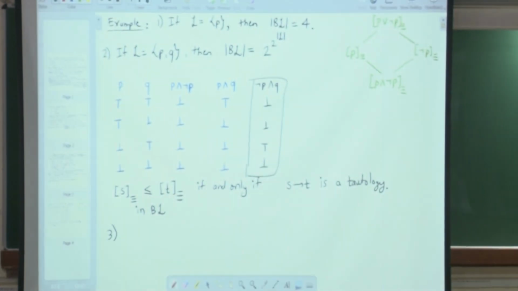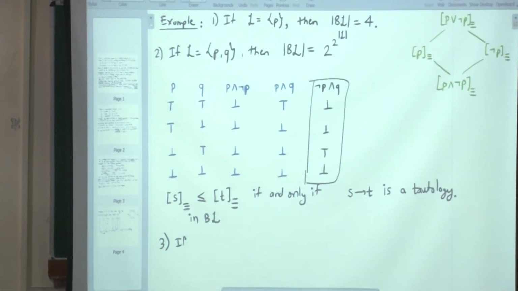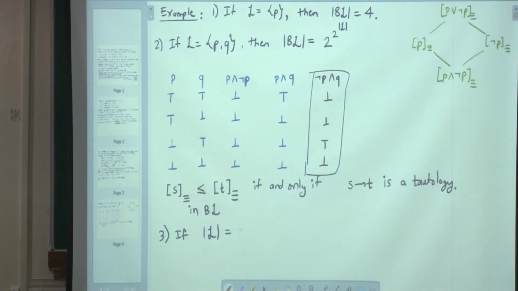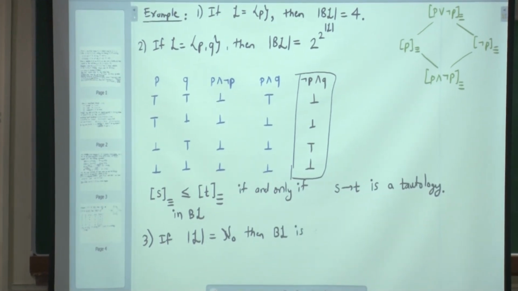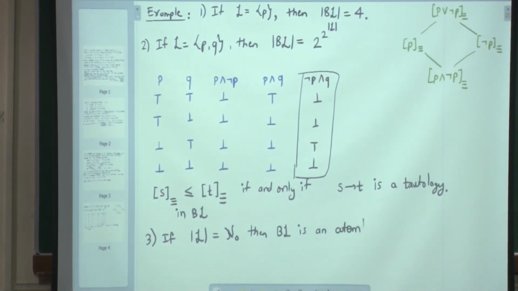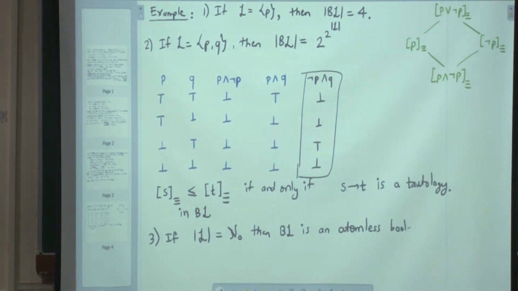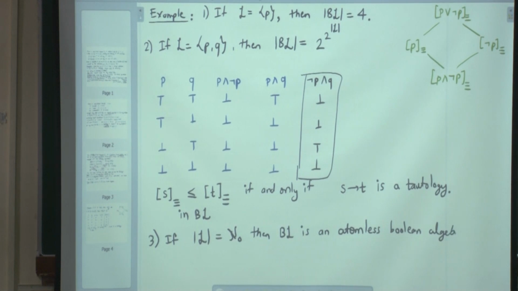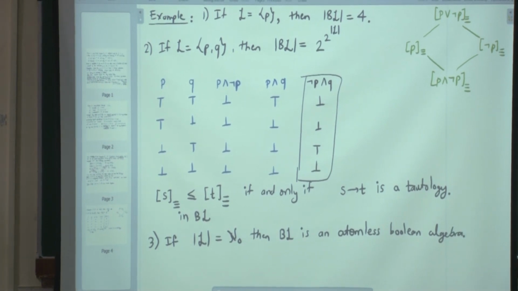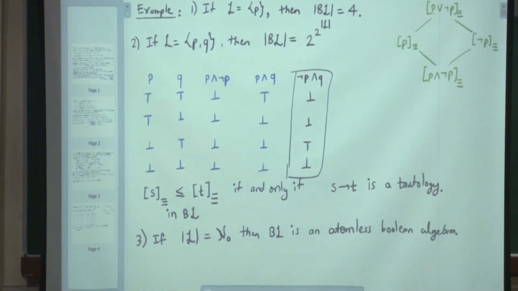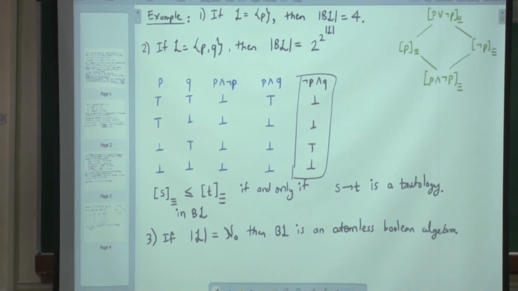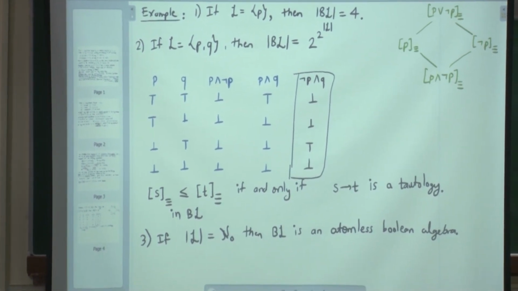Now, there was something I wrote a long time ago. If L is aleph naught, then BL is an atomless Boolean algebra. Please recall what an atomic Boolean algebra is. Tell me, what is atomic? It's an atom below here. There is an atom below every non-zero element.